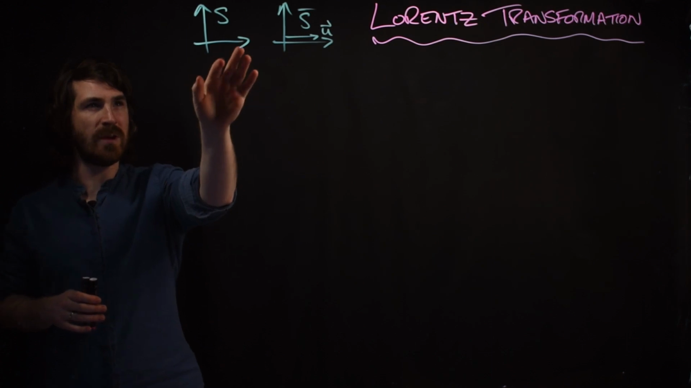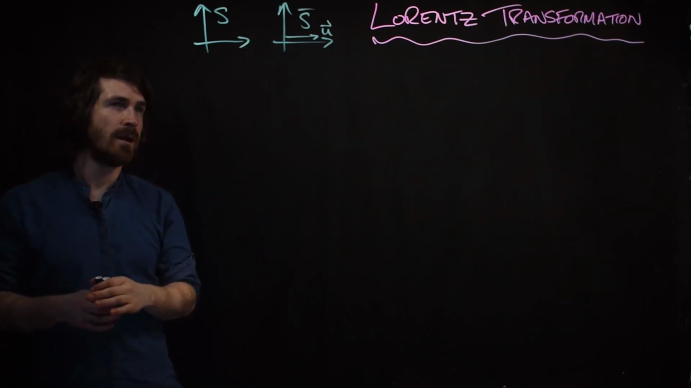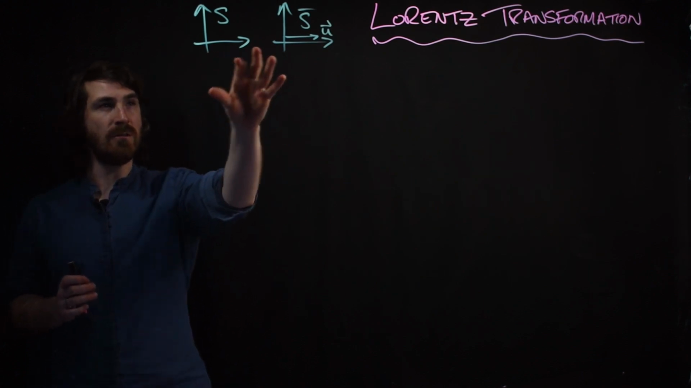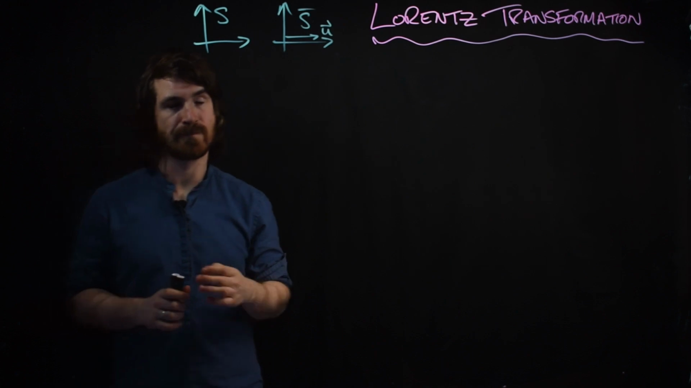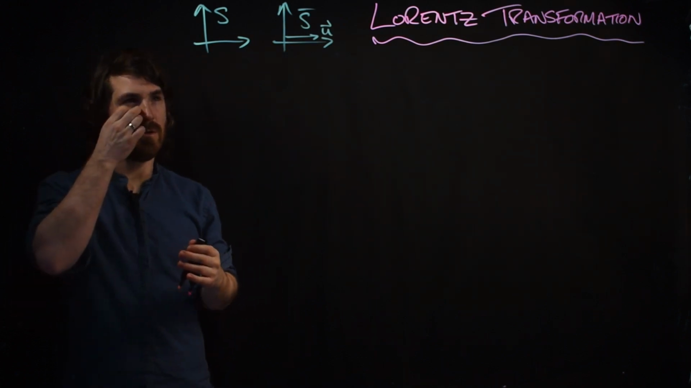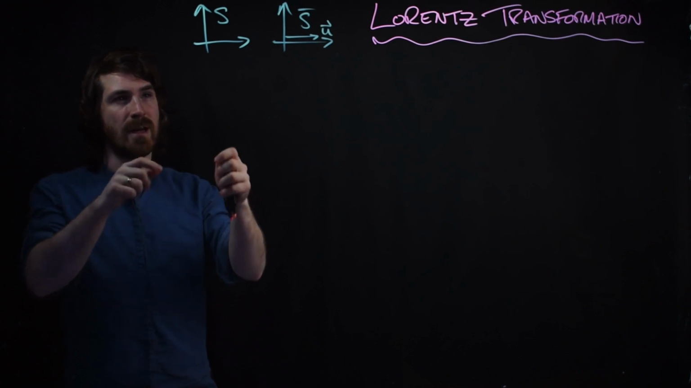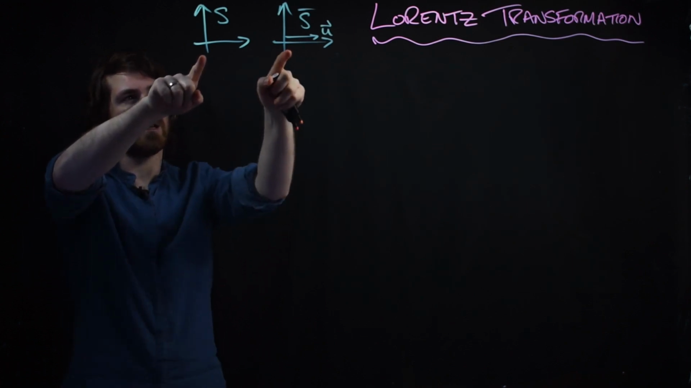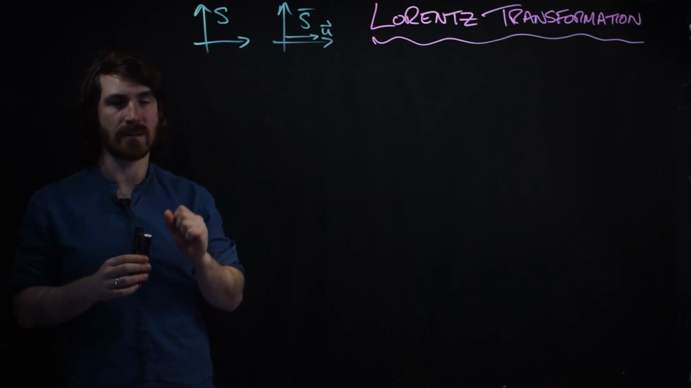So we're thinking about two frames, S and S bar, which is moving away with velocity u. And note we're free to choose the origin of these frames in space and time. So we make the choice that at time 0 in S and S bar, the two origins coincide in space.